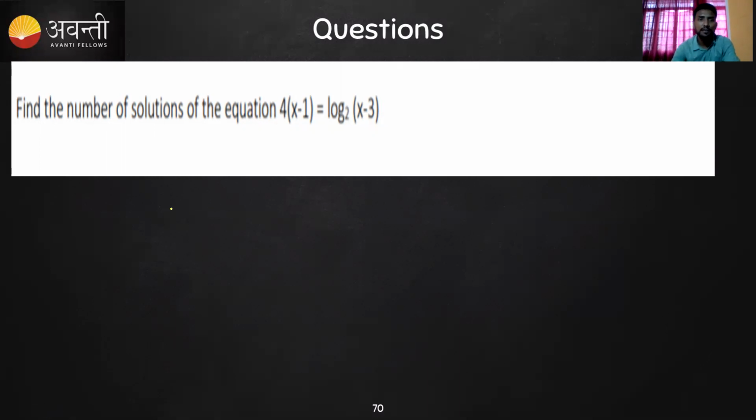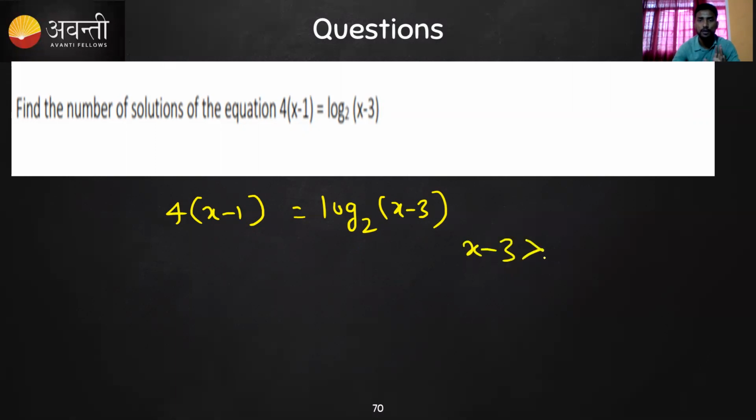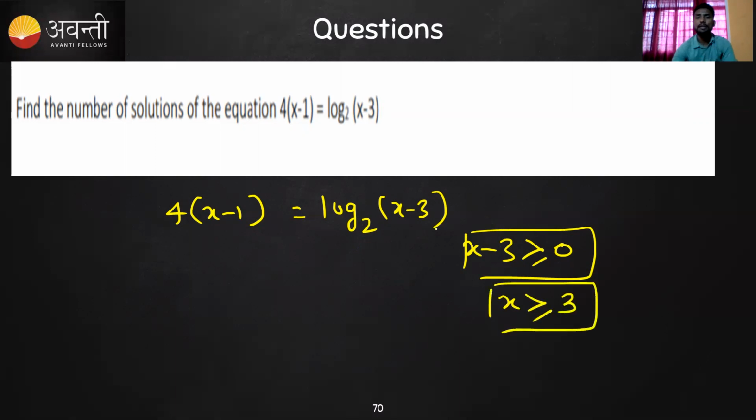So we have to find the number of solutions of the equation 4 into x minus 1 is equal to log to the power x minus 3. So first, before finding the solution, what can you do? You can simply say x minus 3 should always be greater than or equal to 0. It means x will always be greater than or equal to 3. Okay, it should also not be equal to 0, right?